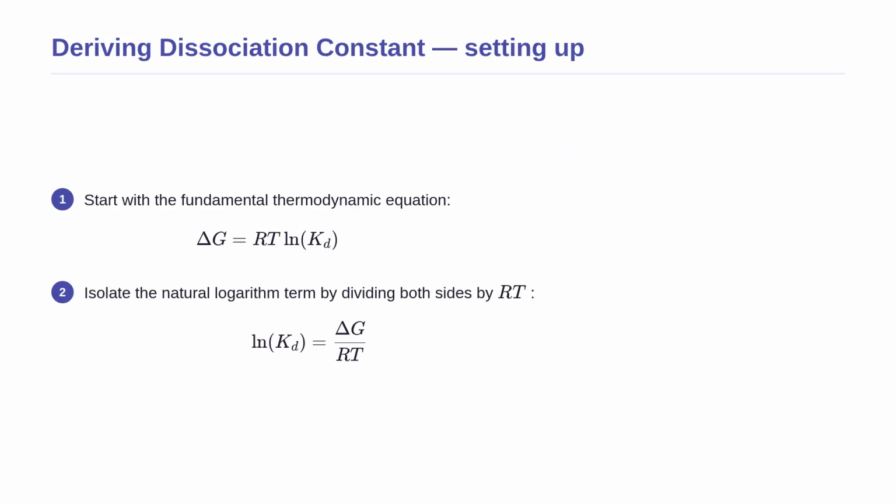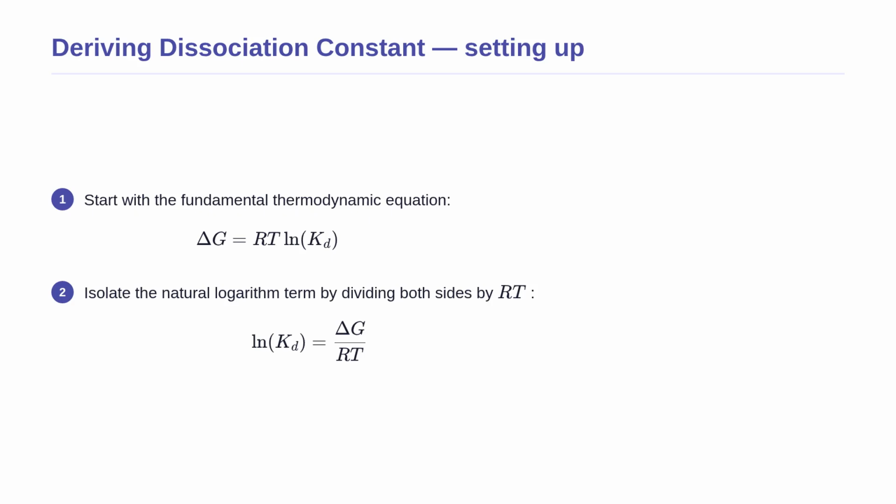Now that we have used the formula to find energy, let us understand how to work backward to find the dissociation constant when the energy is known. This is a standard technique in biochemistry. We are setting out to rearrange our fundamental thermodynamic equation to solve for Kd. We start with our standard equation, delta G equals RT natural log of Kd.